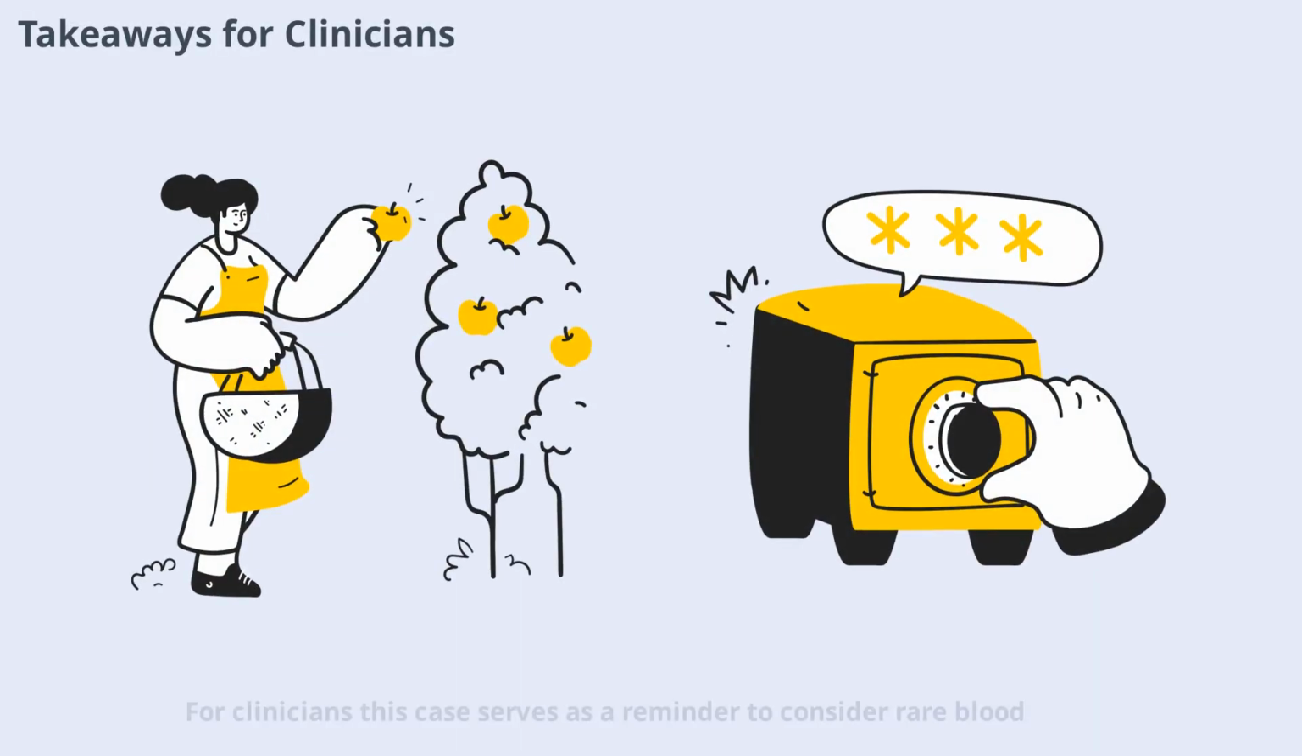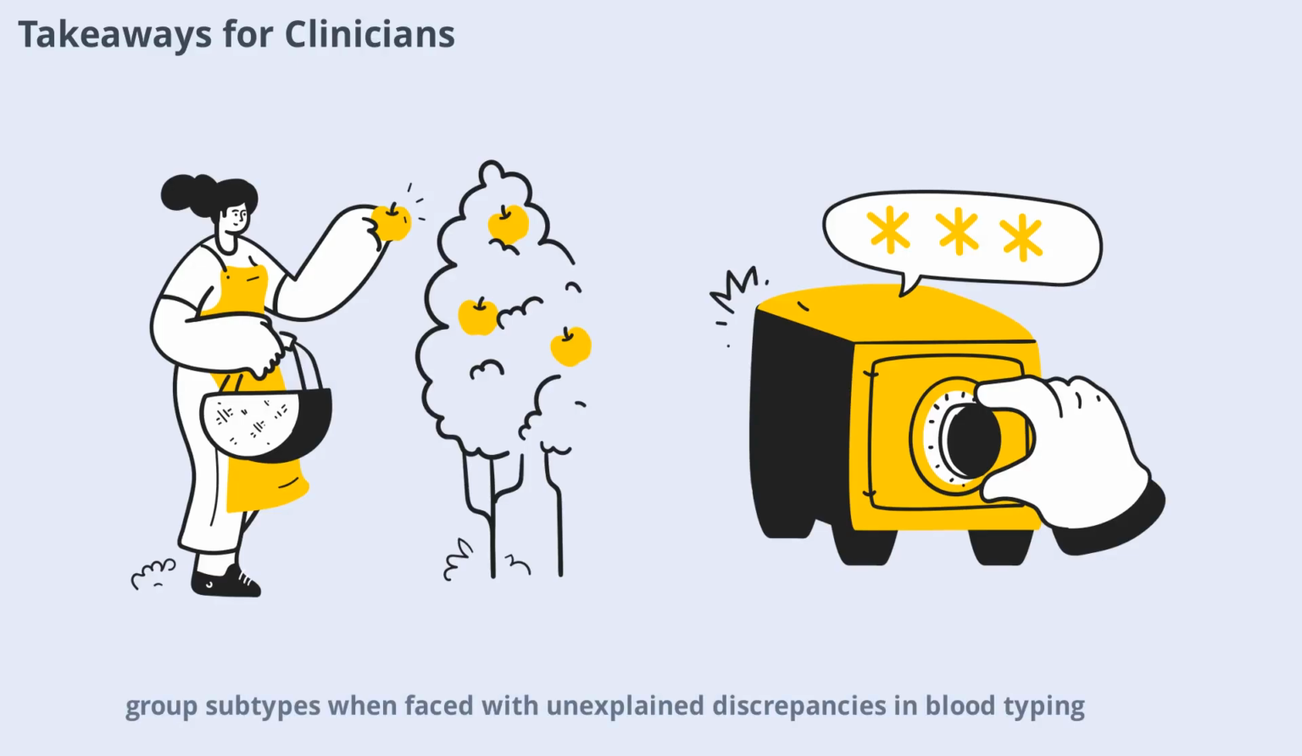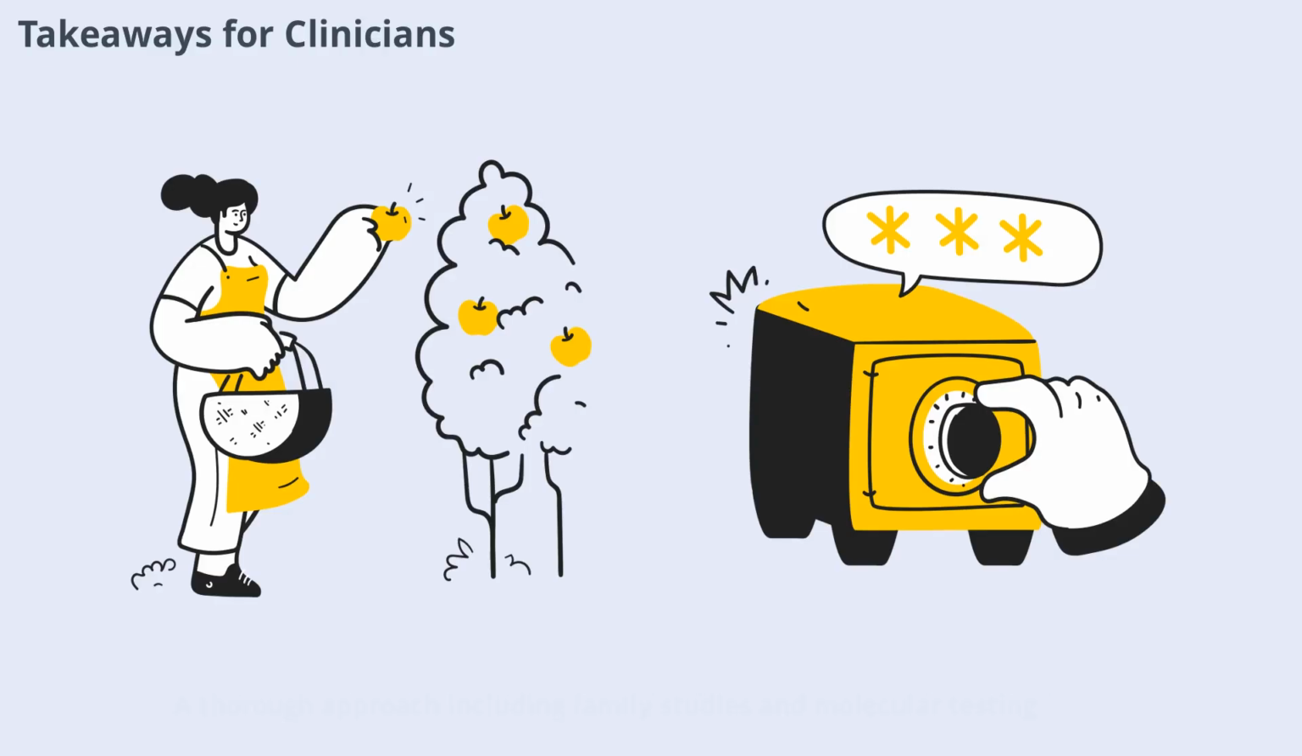For clinicians, this case serves as a reminder to consider rare blood group subtypes when faced with unexplained discrepancies in blood typing. A thorough approach, including family studies and molecular testing, can prevent misdiagnosis and ensure patient safety. Staying informed about advances in transfusion medicine is essential for providing the best possible care.